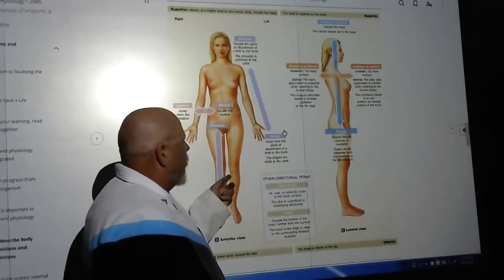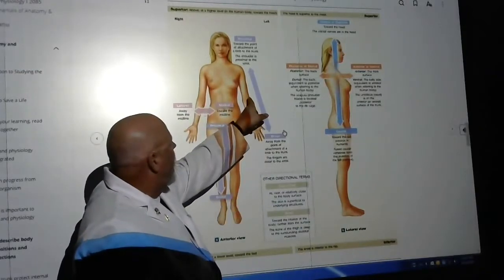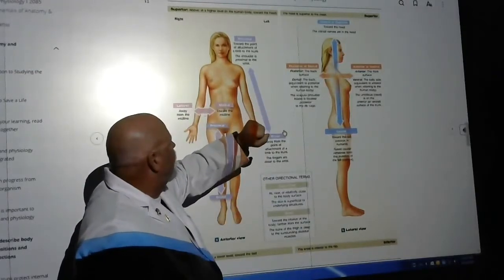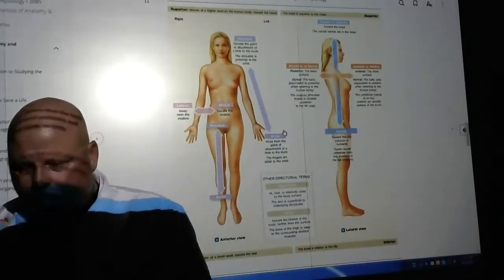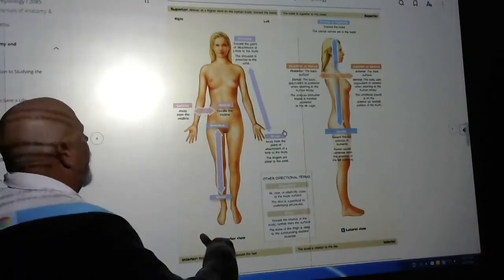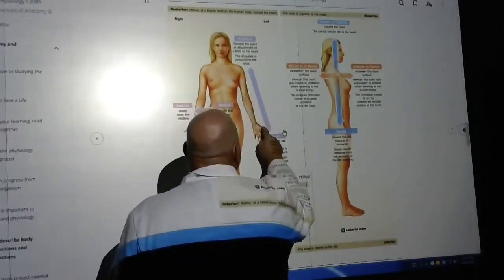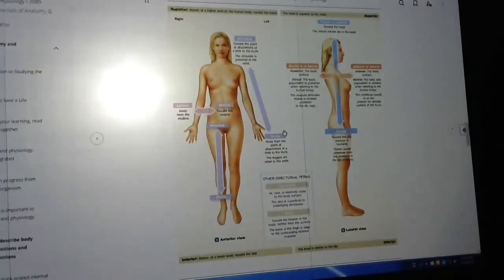Now, what you should be able to do is describe things like the brachium as compared to the wrist. So the brachium would actually be more proximal. The brachium would be more proximal than the antebrachium, or the pollex, or the digits, anything like that. Okay. Let's move on.